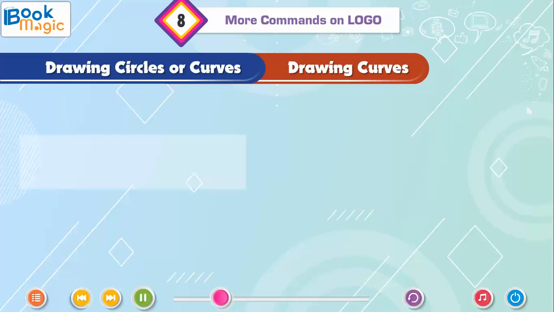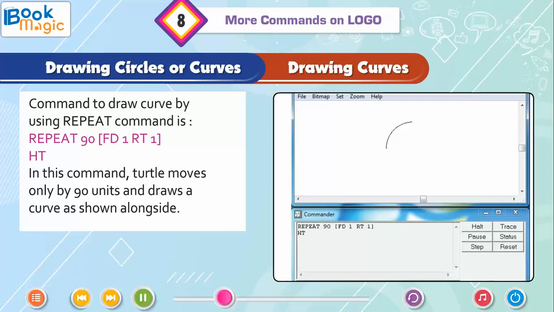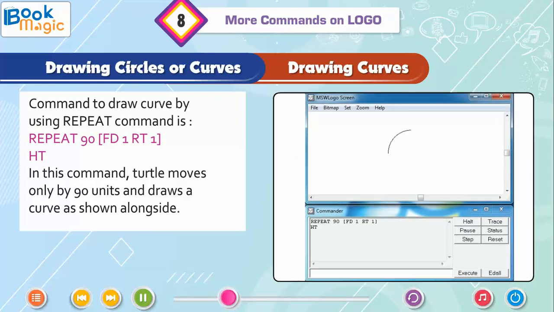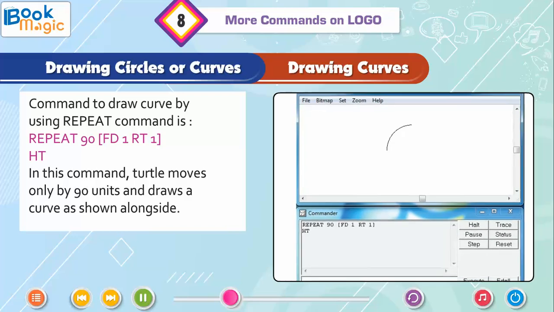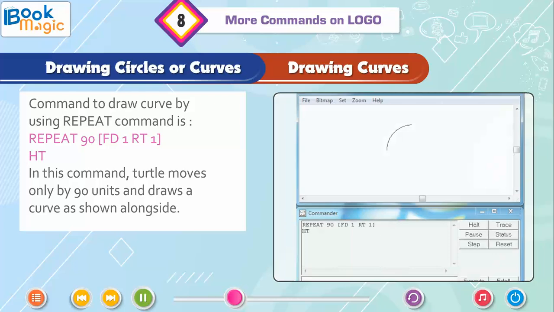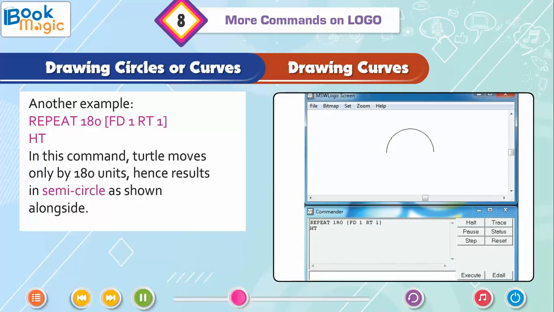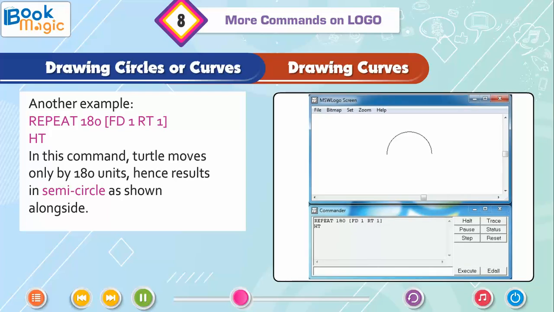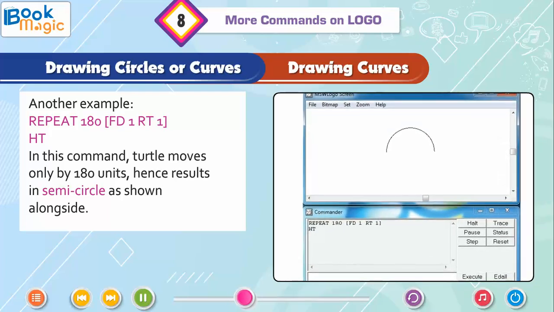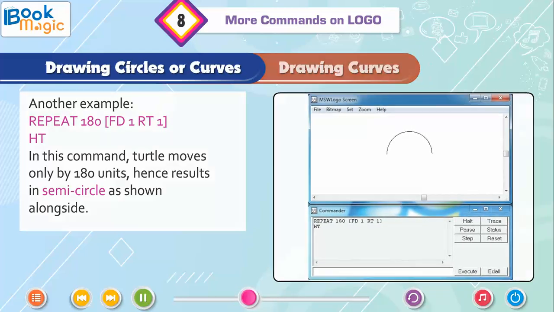Drawing curves. Command to draw a curve by using repeat command is repeat 90 FD 1 RT 1 HT. In this command, turtle moves only by 90 units and draws a curve as shown alongside. Another example: repeat 180 FD 1 RT 1 HT. In this command, turtle moves only by 180 units, hence results in a semicircle as shown alongside.